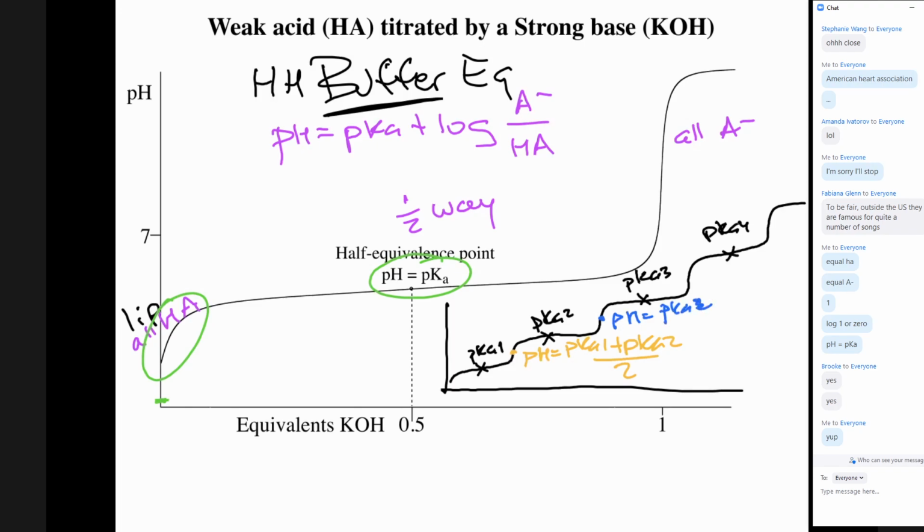Time out. Let me get my numbers straight. pK2 plus pK3 over 2. pH equals pK3, pK4 over 2. If you can't read this because I can't read it, I'm right next to it. That's pK4. I just went off the page. Sorry about this.